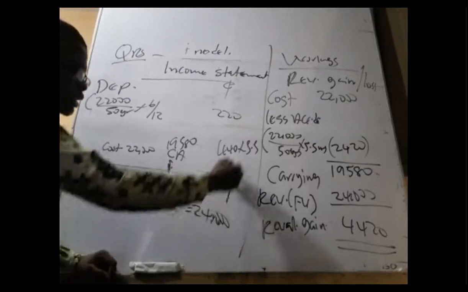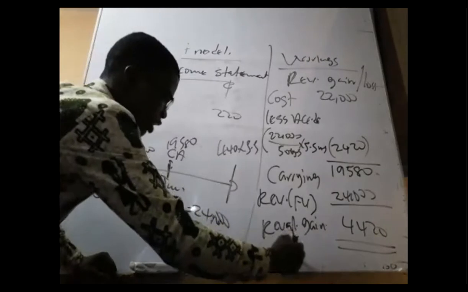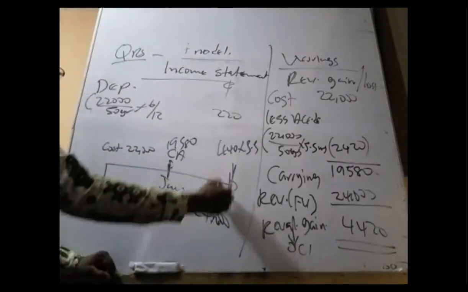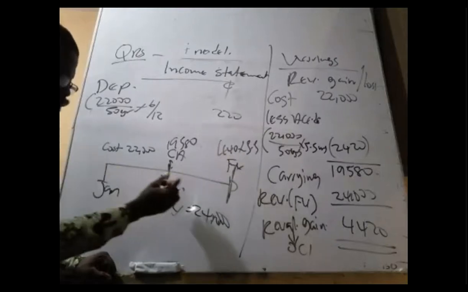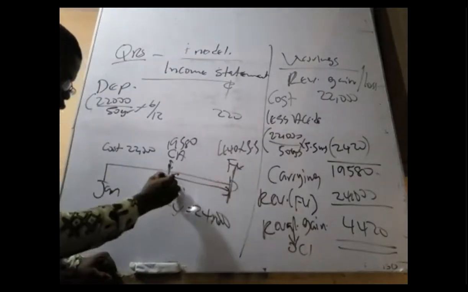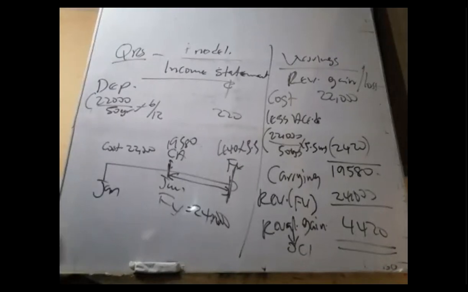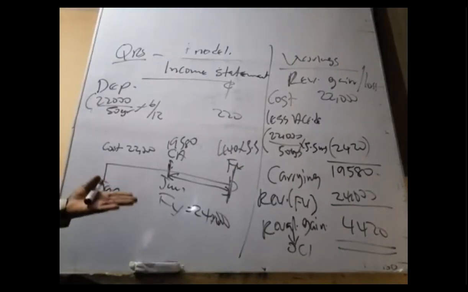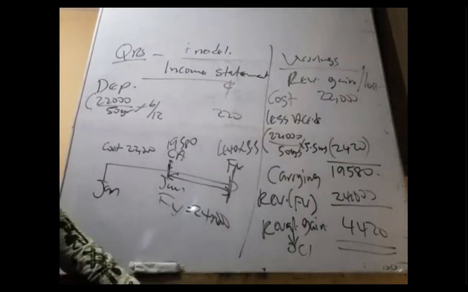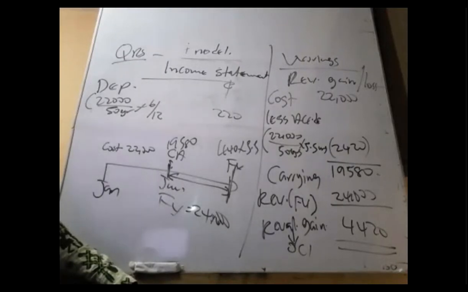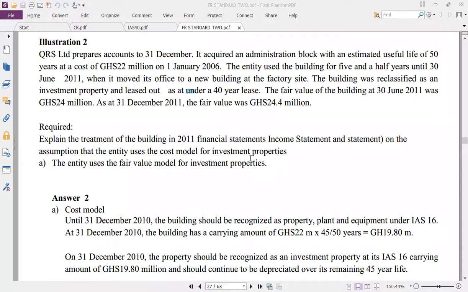This one must go to OCI. Then at the end of the reporting period, kindly look for the fair value. Don't depreciate it from here to here, because we're told that investment property held at fair value, we don't depreciate. So what's the fair value at the end of the reporting period? Let's see whether they've arrived at a gain or loss. As at 31st December 2011, the fair value was 24.4 million. So there's an extra gain of 0.4. That goes to the P&L.